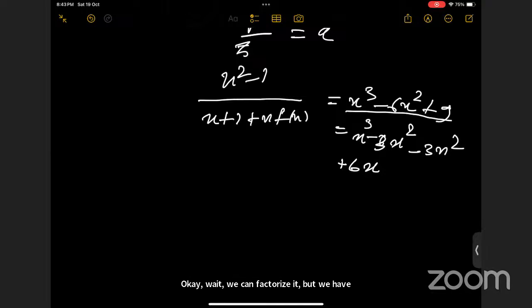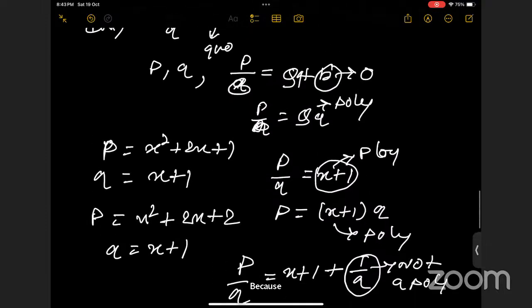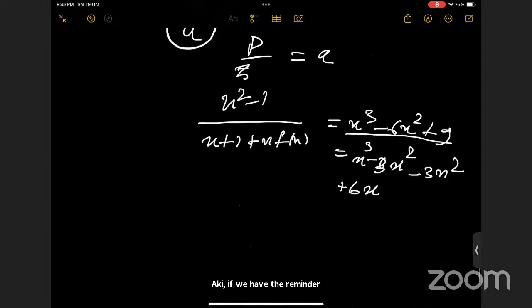Ma'am, I'm having a doubt. May I ask? Yeah, sure. Ma'am, in the class, sir has said every multiplication of a polynomial gives a polynomial, but every division may not give a polynomial. Division is not a polynomial. Could you just justify that? Yeah, because if we have the remainder as non-zero, then this is not the polynomial, right?